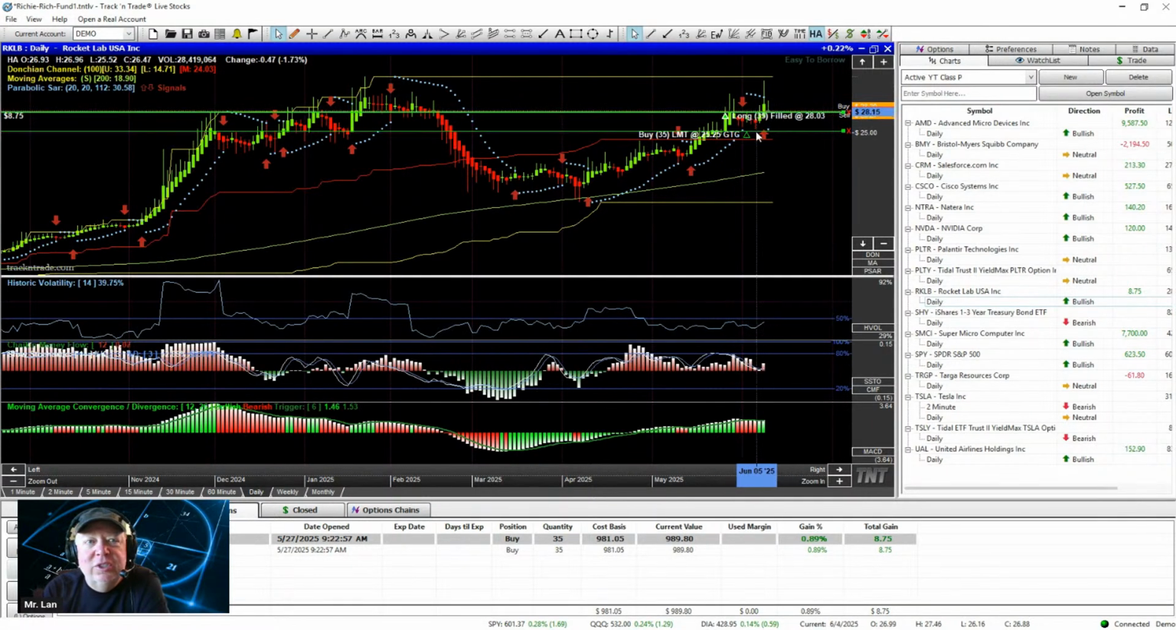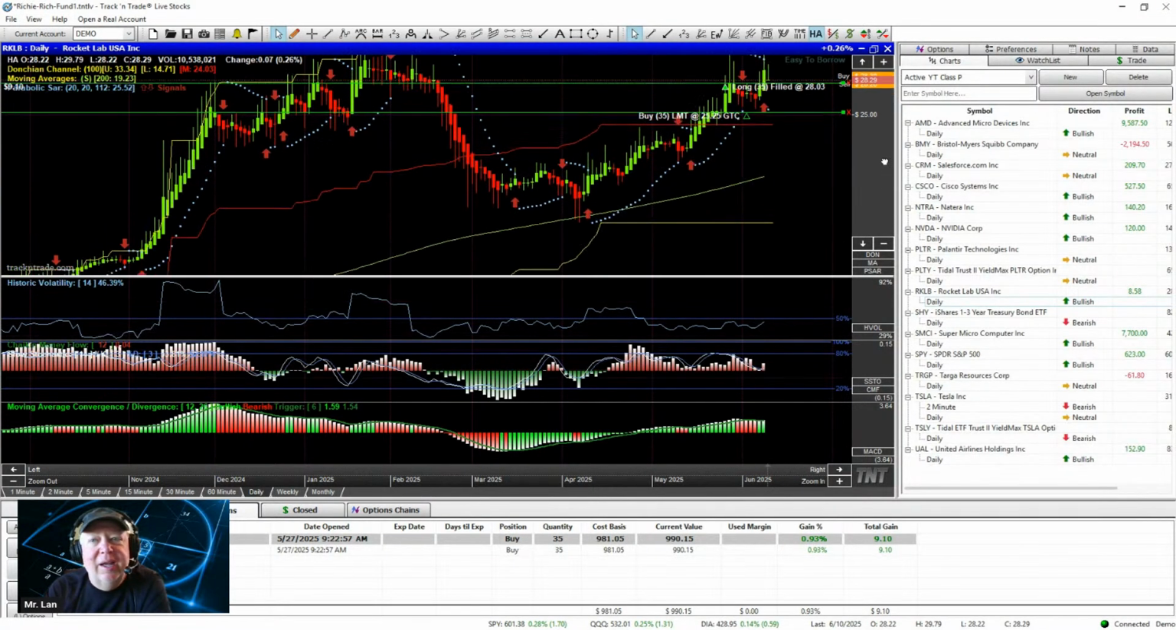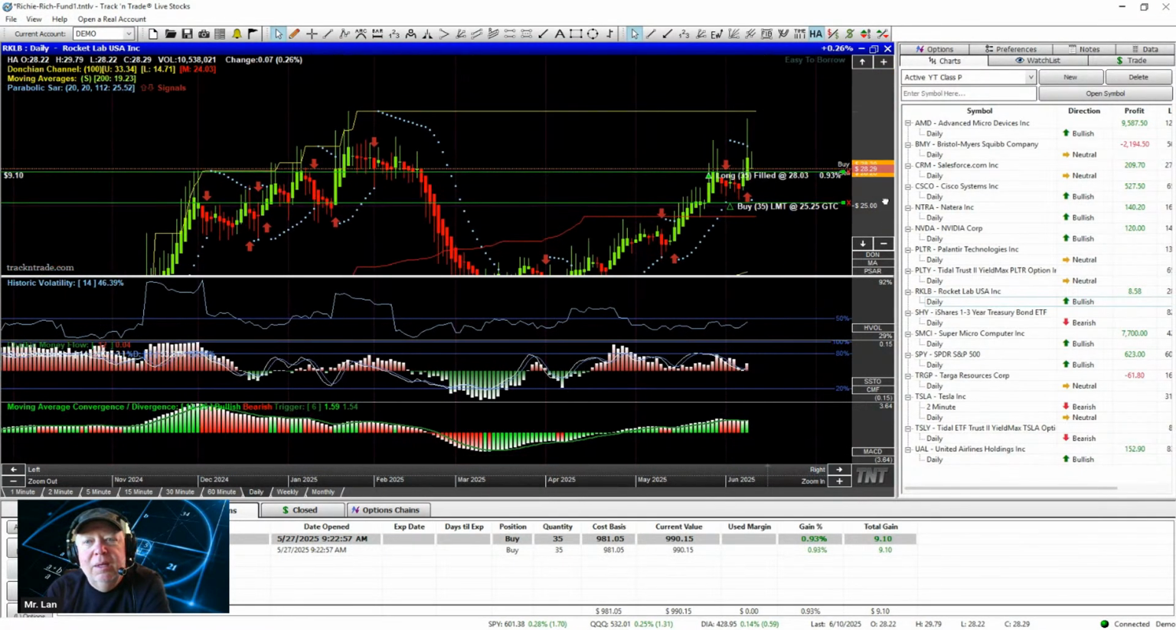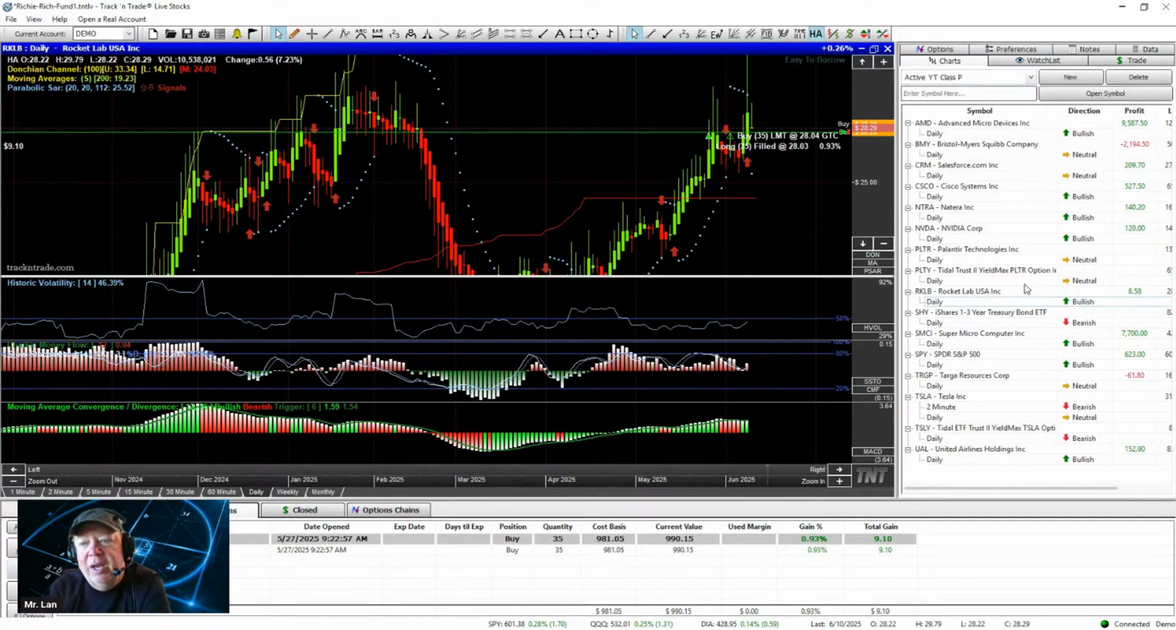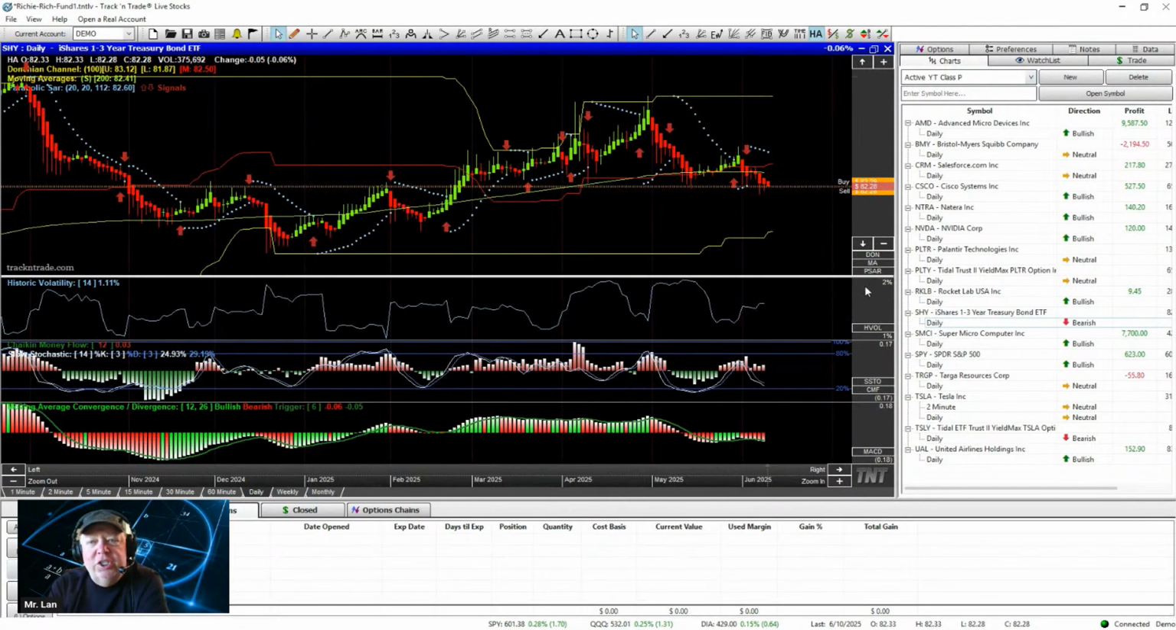Okay, we just got a few shares in here. We bought this one and it's dying on us. What the heck is going on with Rocket Lab? I ain't going to lose any money on Rocket Lab. It's not worth it. So we'll just pull that up to break even. Just leave it right there. If we get stopped out, we get stopped out. Who cares?